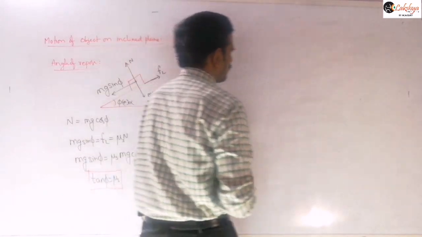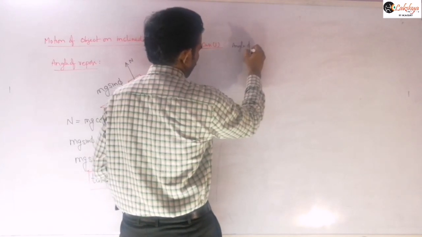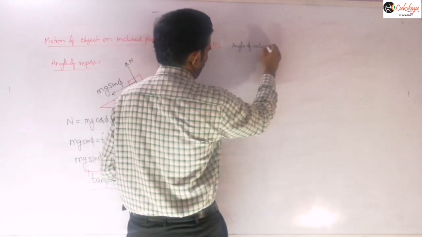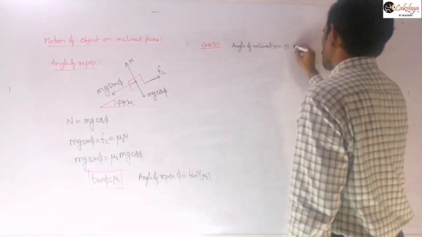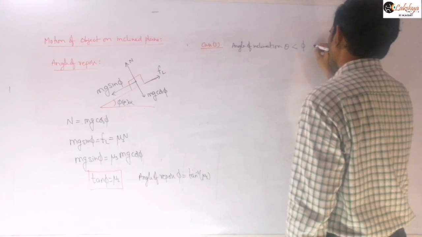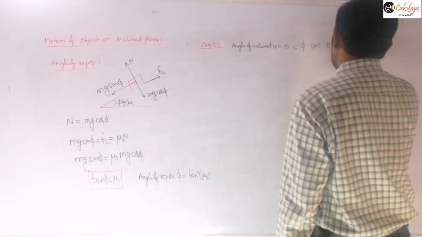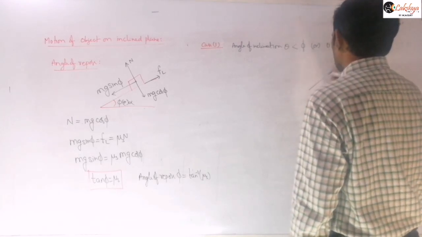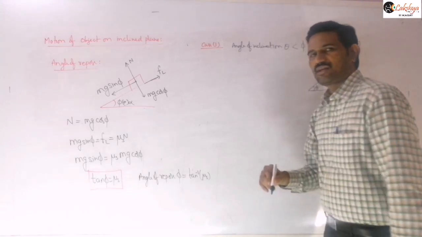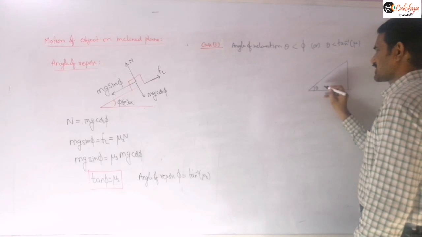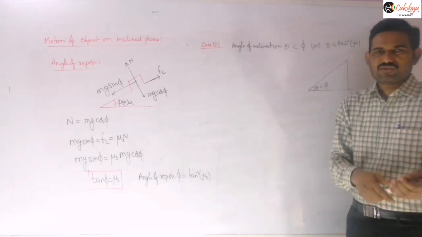Case 1 means the angle of inclination theta is less than phi, or theta is less than tan inverse mu. That means this is the case we are taking here. The angle of inclination is this angle we are taking here. Now this angle is less than this phi we are assuming. So in that case, what will happen, we need to discuss here.